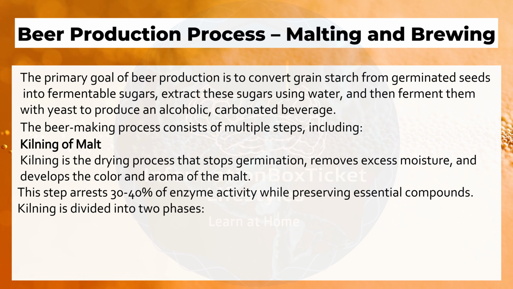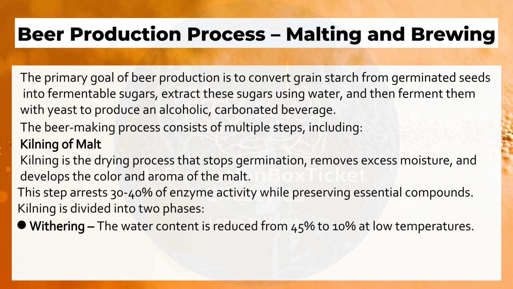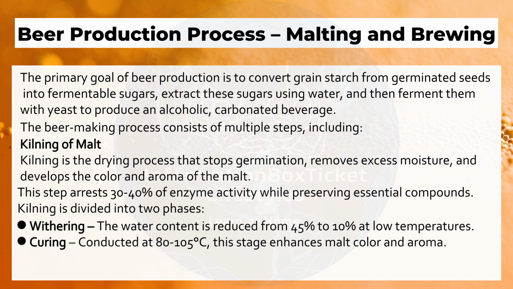Kilning is divided into two phases. Withering. The water content is reduced from 45% to 10% at low temperatures. Curing. Conducted at 80 to 105 degrees Celsius, this stage enhances malt color and aroma.